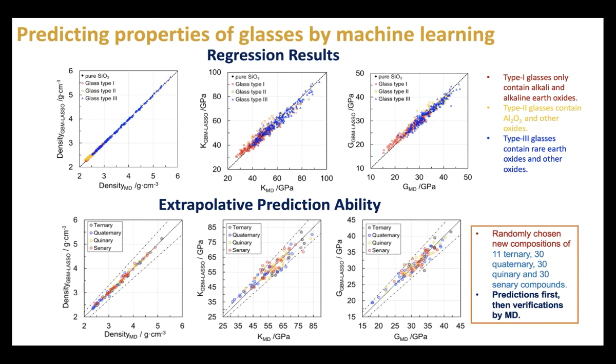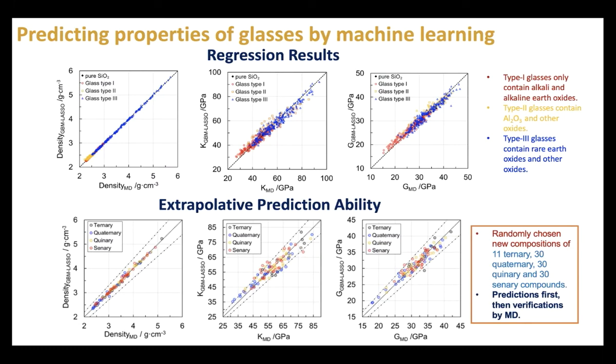In the bottom three figures, from left to right, are the density, bulk modulus, and shear modulus from our GBM lasso prediction, shown on the y-axis, and on the x-axis is our MD confirmation. So I emphasize again, it's prediction first, and then confirmed by MD. It's not simply fitting. And we can see most data still surround the y equals x line, with an error of about plus or minus 10%.